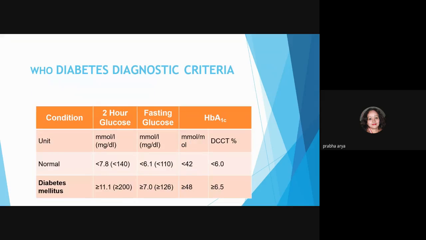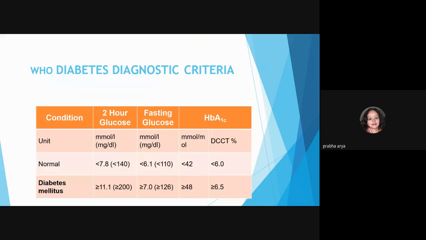So the WHO diabetes diagnostic criteria depend on the GTT as well as glycated hemoglobin. The conditions are: after 2 hours, how much glucose is there after taking the glucose solution, the fasting glucose concentration, and glycated hemoglobin. For normal, it is 7.8 millimole per liter or less than 140 milligram per deciliter, while fasting glucose is below 7.1 millimole per liter or 110, and glycated hemoglobin is 42 millimole per mole, and percentage is 6%.